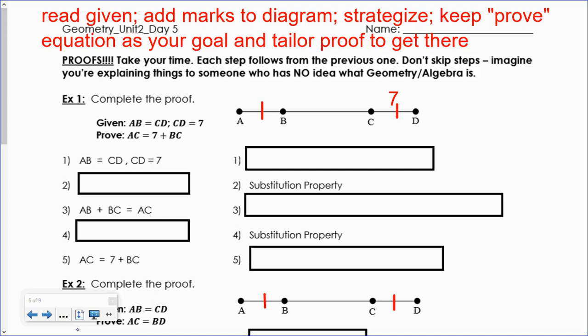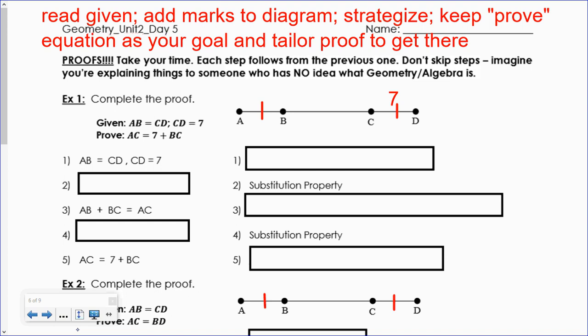You have to either give me the reason or give me the statement that goes with the reason provided to complete the proof. Now in red, I have up here a really good step-by-step strategy you should follow for tackling proofs. You want to read the given, right? They're always going to give you some information about your picture. You want to read the given, add marks to your diagram, right? Always work with what's up here first before you start working on the proof. Get as much out of the diagram as you can.